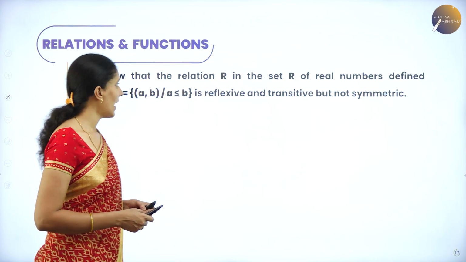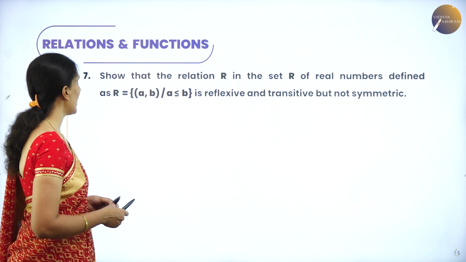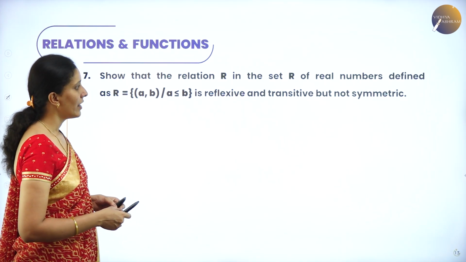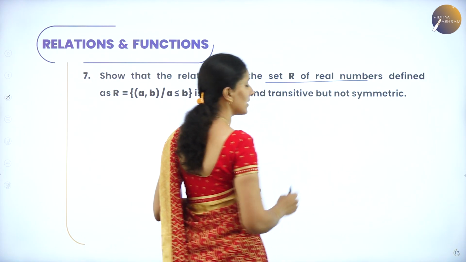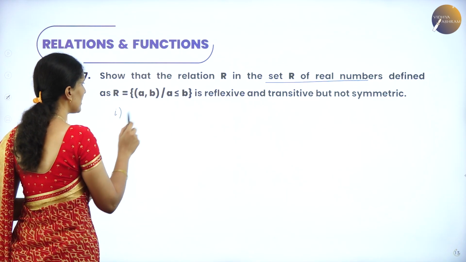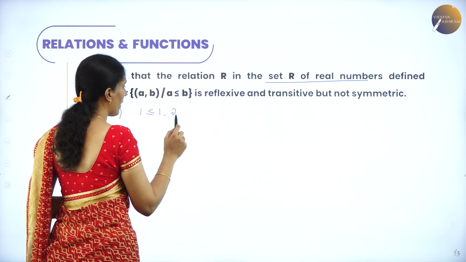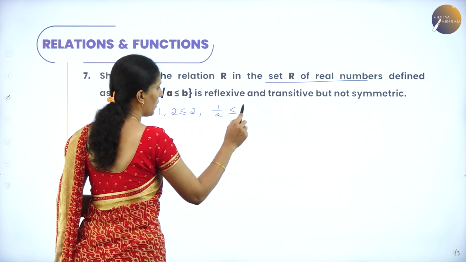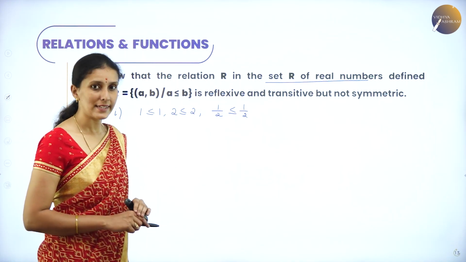So next question we have. Show that the relation R in the set of real numbers defined as R equal to {(a, b): a less than or equal to b} is reflexive and transitive but not symmetric. See, here we have taken the set of all real numbers. So for the first case, to show that it is reflexive, we can write 1 less than or equal to 1, 2 less than or equal to 2, half less than or equal to half, like this. So for all the real numbers, the condition satisfies.